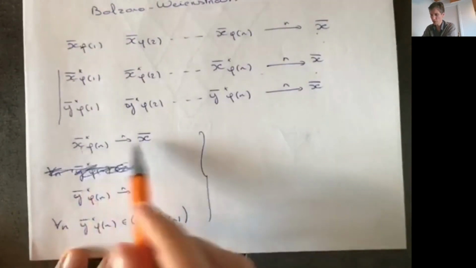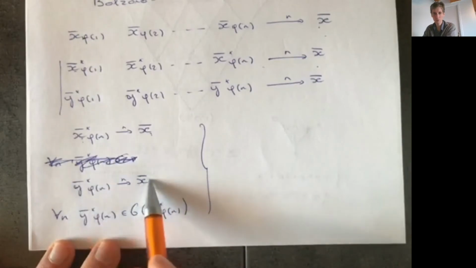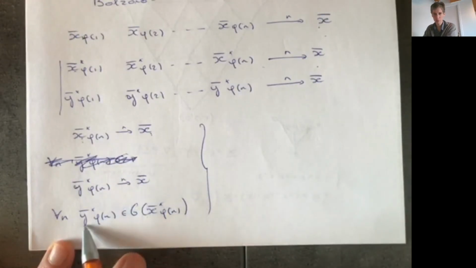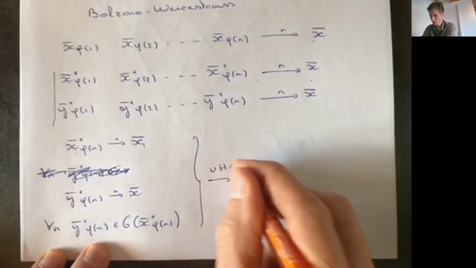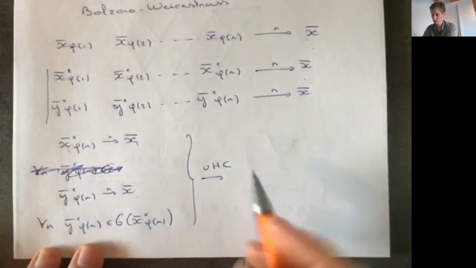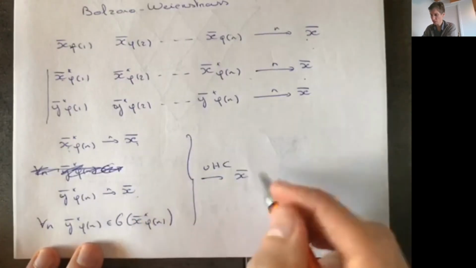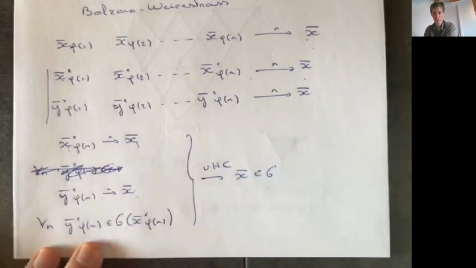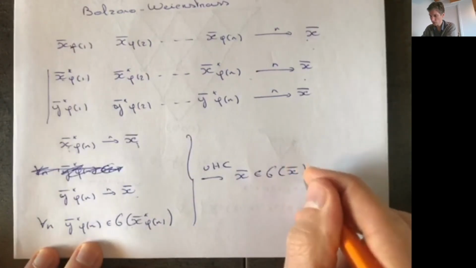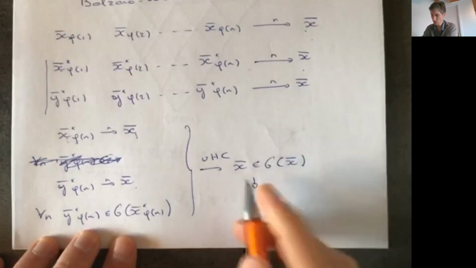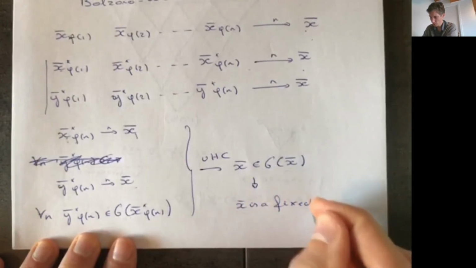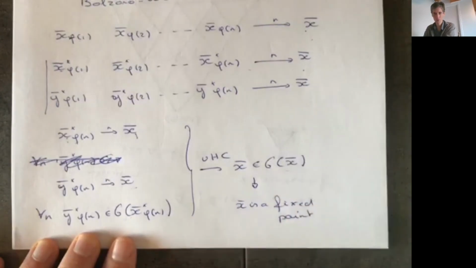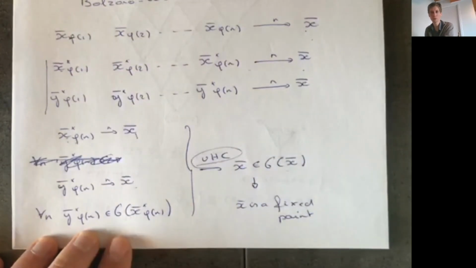So we have a sequence of x's converging to x, we have a sequence of y's converging to something, and for every n the y is in G of the x's. Well, then upper hemicontinuity says that the limit of the y's, which is here x, is in G of the limit of the x's, which is also here x. So x is in G of x, which means that x is a fixed point. This is the part where we use upper hemicontinuity of the correspondence.